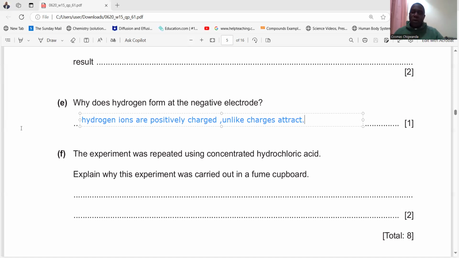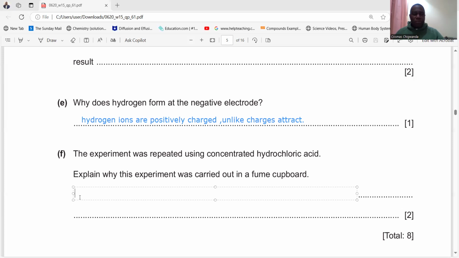So the answer here is chlorine is produced and chlorine is toxic. Because there are 2 marks, we need to write what is produced and then why we use the fume cupboard. So first of all, we say what is produced here: chlorine is produced. And then say this gas is highly toxic. And there you go, you have your marks. Go straight to your answer. Don't beat about the bush, and if you do that, you're going to finish.